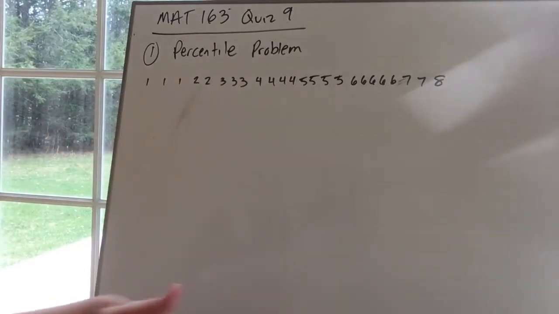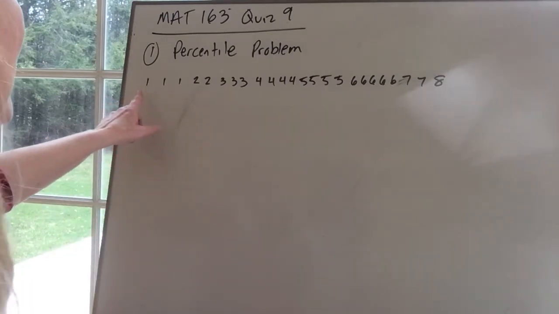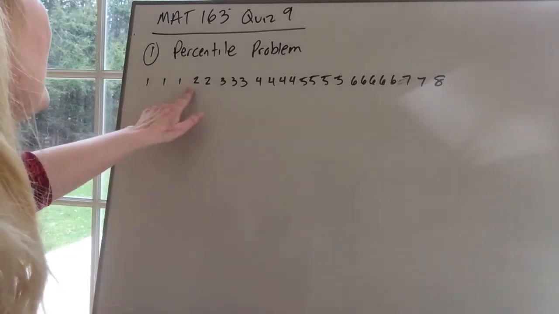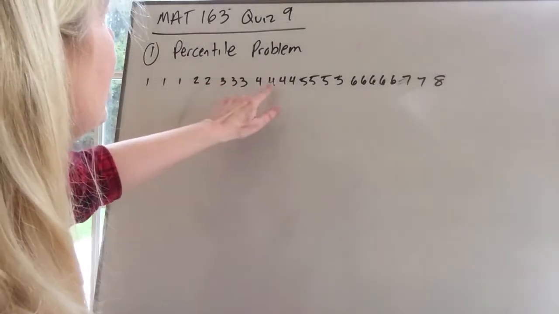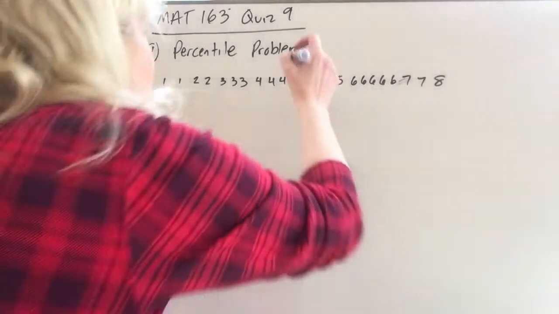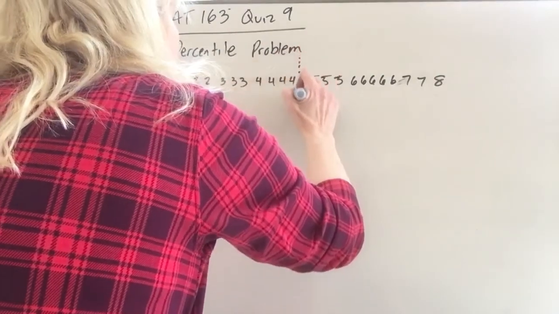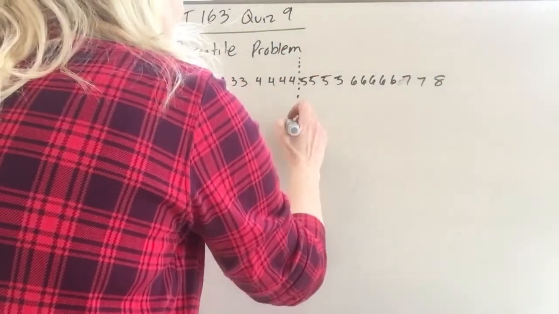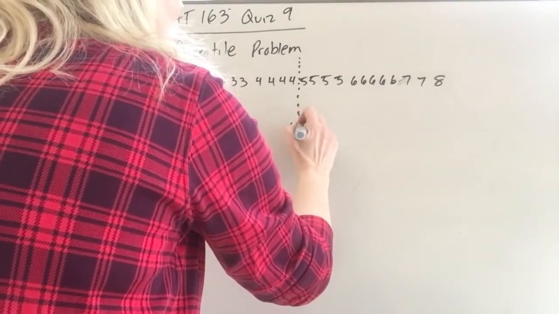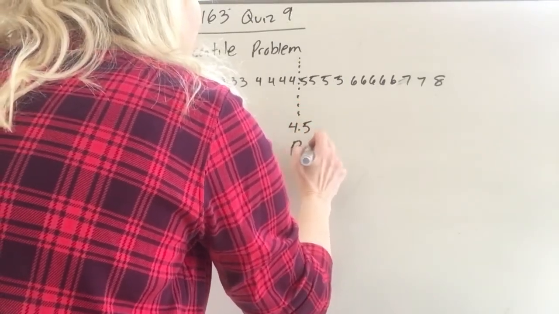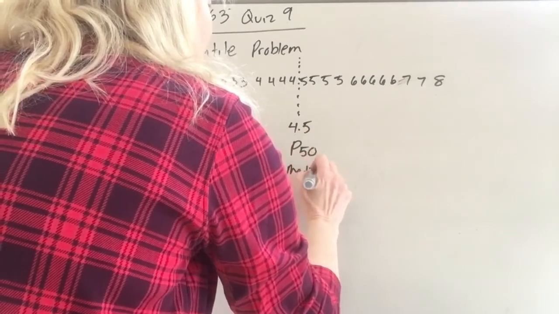So here's our data. There are 24 of them. The easiest thing to do is find P50, which is the same as the median first. So you want to find the number that's right in the middle. There are 24, so I'm going to count over 12: 1, 2, 3, 4, 5, 6, 7, 8, 9, 10, 11, 12. It's an even number, so there are 12 to the left, 12 to the right. So what's right between 4 and 5? 4.5. That's your P50. That's your median, guys.